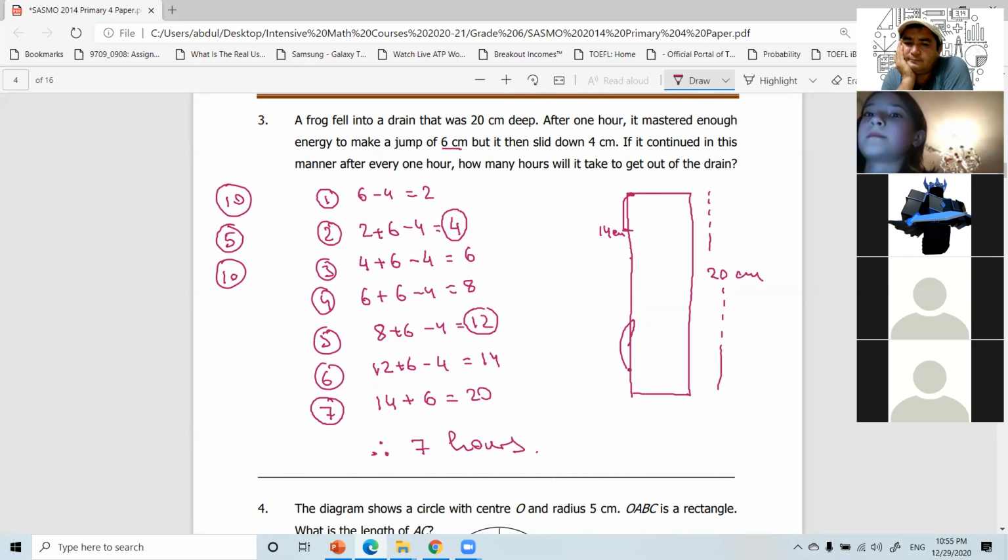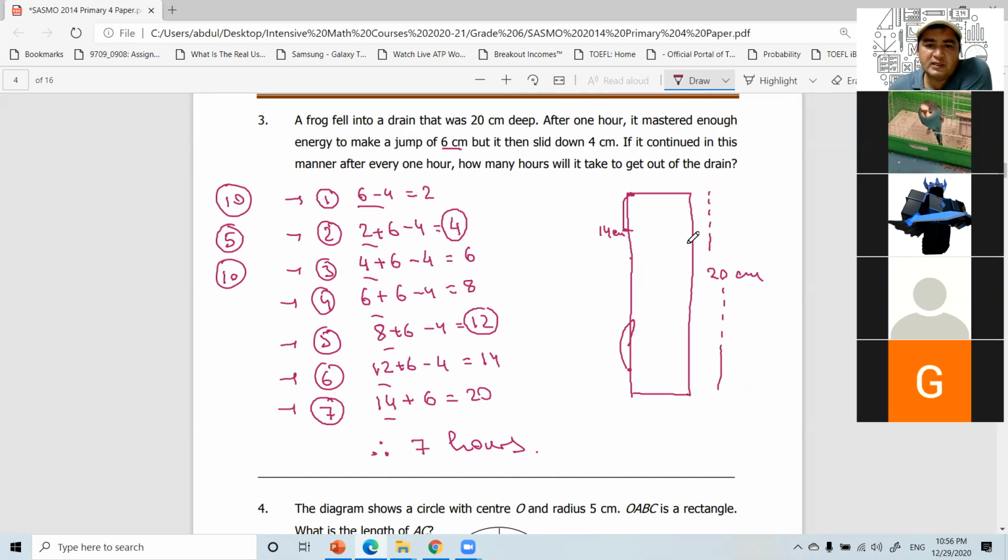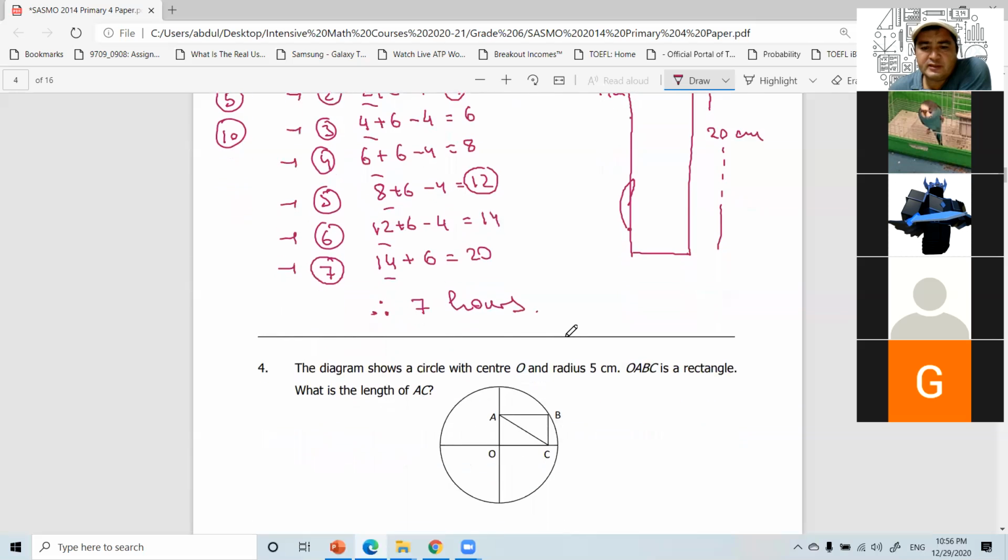But if your answer is 20, how did you get 7 hours out of 20? No, that is the first hour, second hour, third hour, fourth hour, fifth hour, sixth hour, seventh hour. Right? And these are the jumps. Because in 1 hour, it jumps 6 centimeters and again slides down 4 centimeters. Okay. Yes. All right. If it is clear, you can read it again.